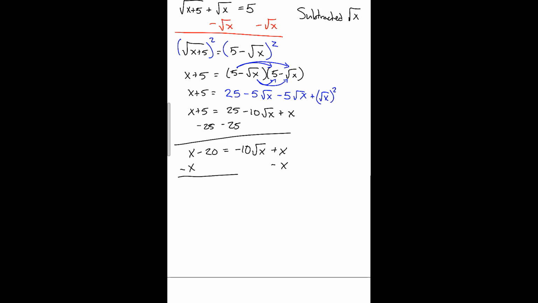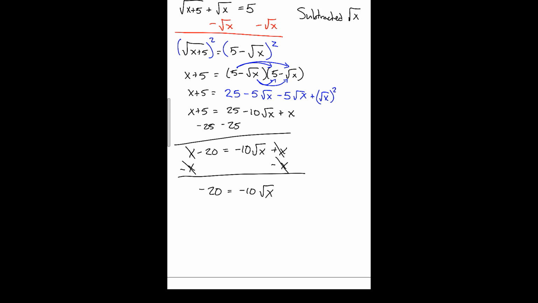See, here's the cool part. The x's cancel out on each side of your equation. So that means we have negative 20 equals negative 10 times the square root of x. So we have to get the square root of x by itself. So now we can go ahead and divide both sides by negative 10.